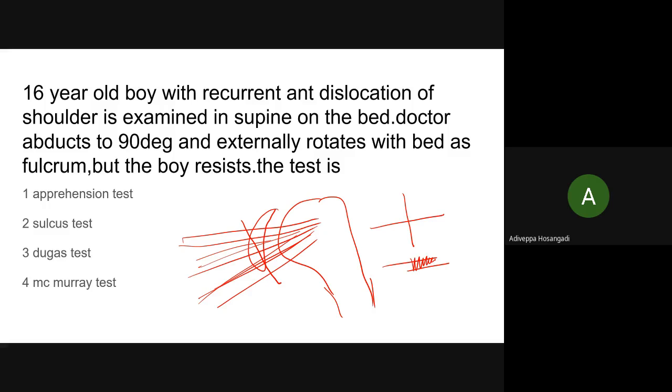This is Putti-Platt's procedure, but please remember this is not done anymore. This is more of historical importance. Most commonly preferred currently is Bankart's repair.